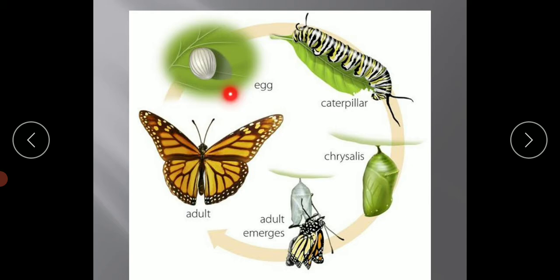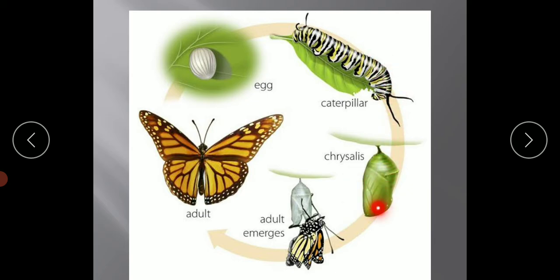This is the egg of the butterfly. The name of this stage is larva, and the creature which hatches out from the egg is a caterpillar. After releasing from the egg, it starts eating too much, and it grows in length. After a few days it stops eating and starts covering itself. The name of this cover is cocoon.